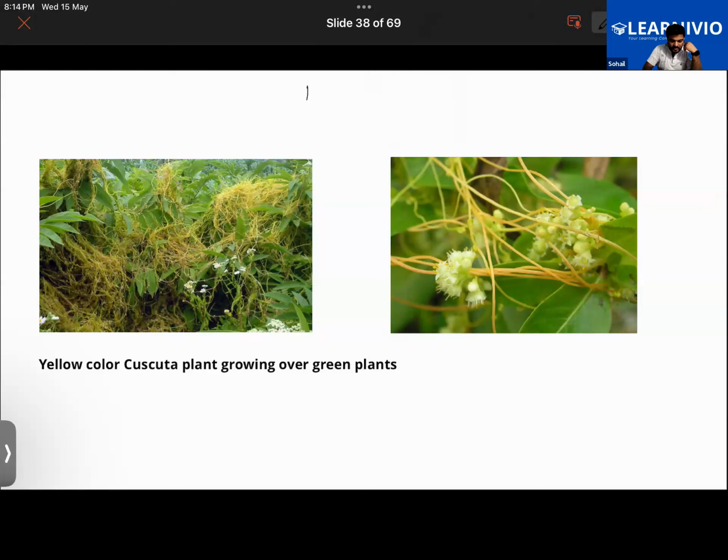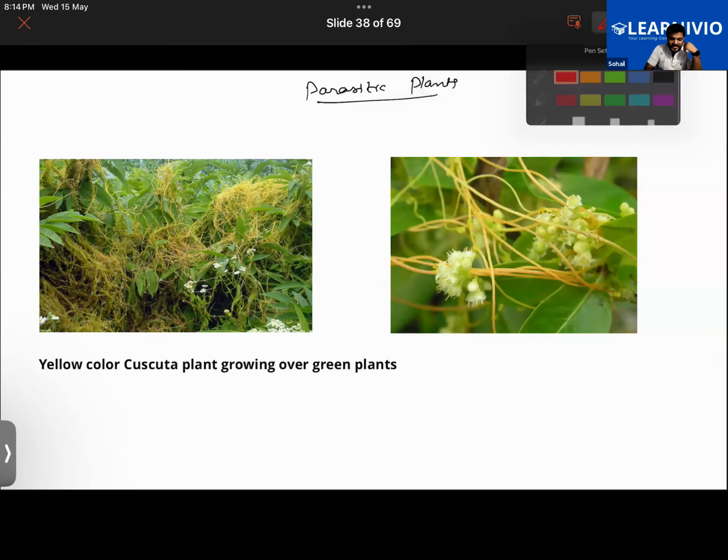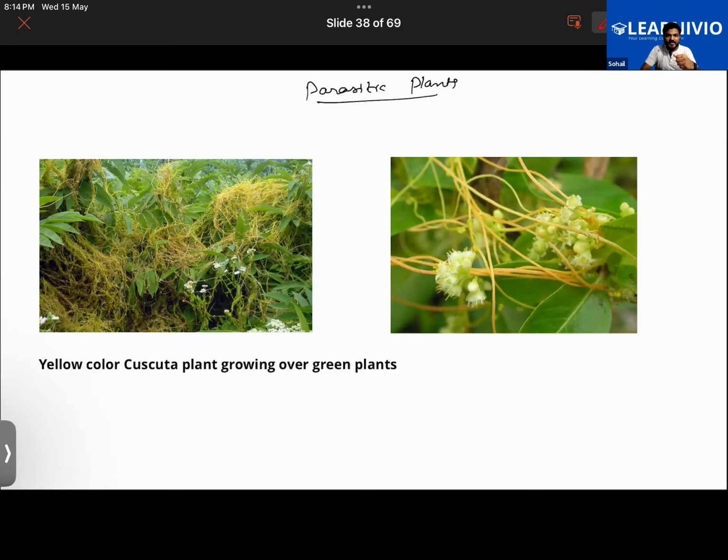Now we are talking about parasitic plants. If you were to talk about parasites in general, you have all heard of parasites. A virus is a parasite, a leech is a parasite, a roundworm or tapeworm is a parasite. There are worms found inside the intestines of humans also. So parasites are found inside the human body, and outside the human body also.